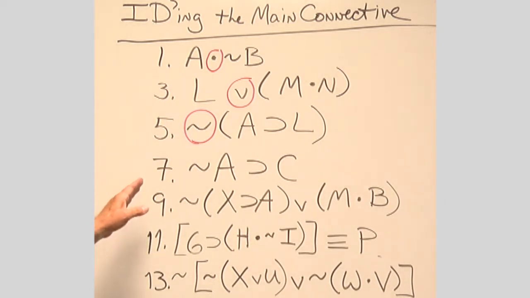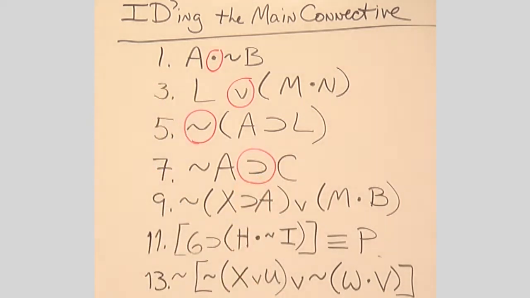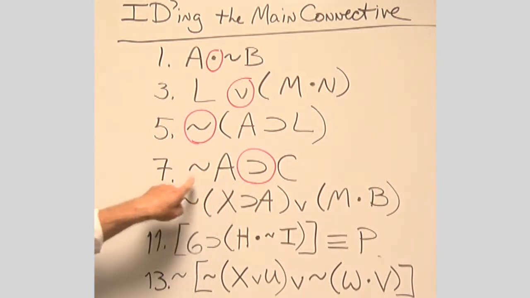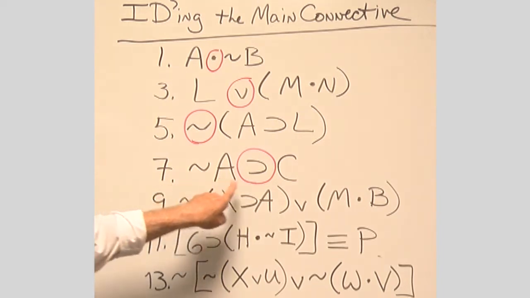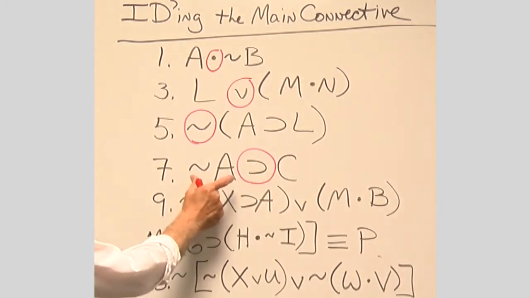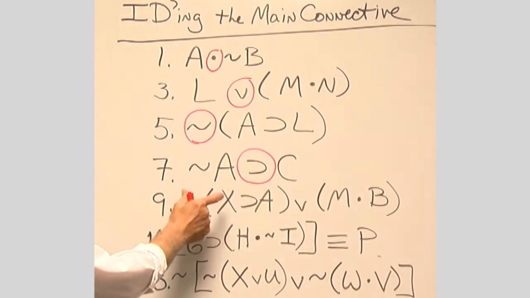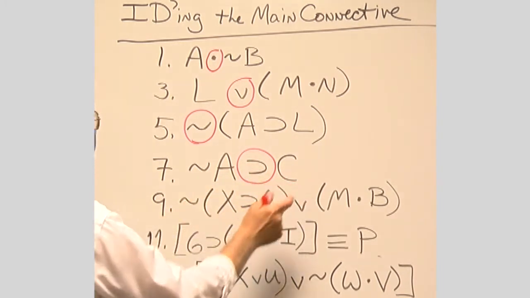Try 7. Not A implies C. What's the main connective there? Right. It's the horseshoe. Why? It can't be the tilde because the tilde ranges only over the A and then stops. The tilde does not negate everything that comes after it. Not A is operating as a unit, the antecedent. The horseshoe is connecting the antecedent, not A, to the consequent C.